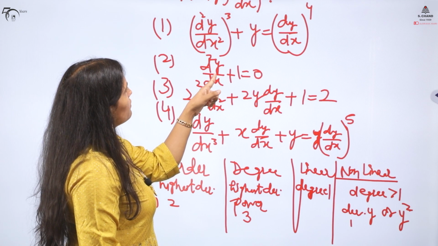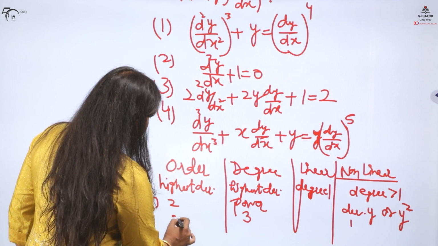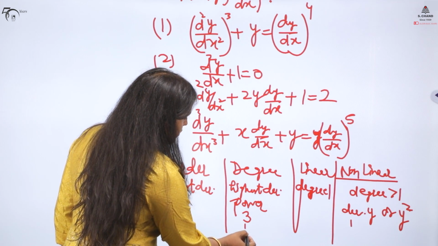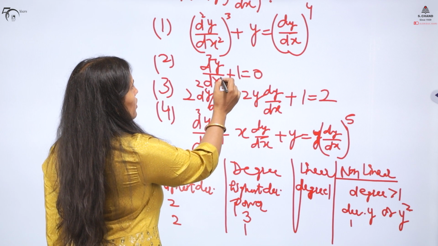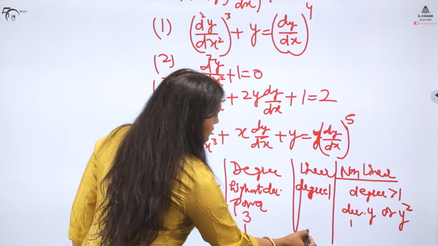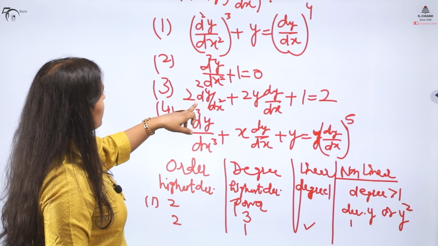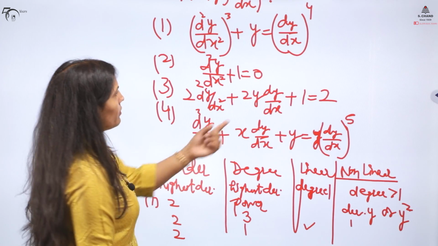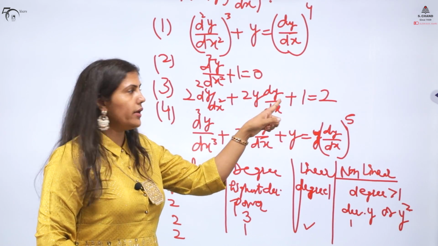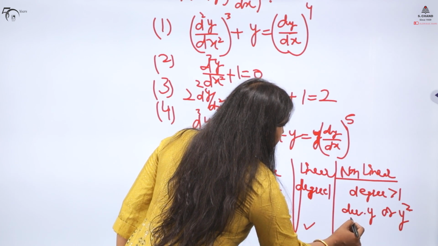Now, moving to the second equation, the highest derivative is 2, highest derivative power is 1. Linear and non-linear, you can see the derivative is 2 but the degree is 1. So, this is linear. Now, moving to the third one, you can see the highest derivative is 2 and multiplication is with y, the derivative multiplication is with respect to y. So, it means the third one is non-linear.